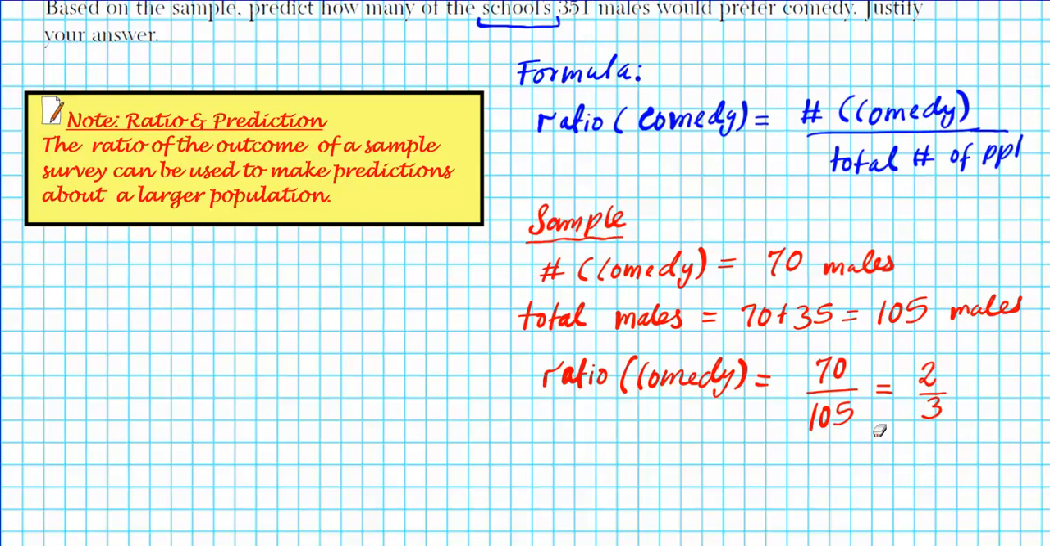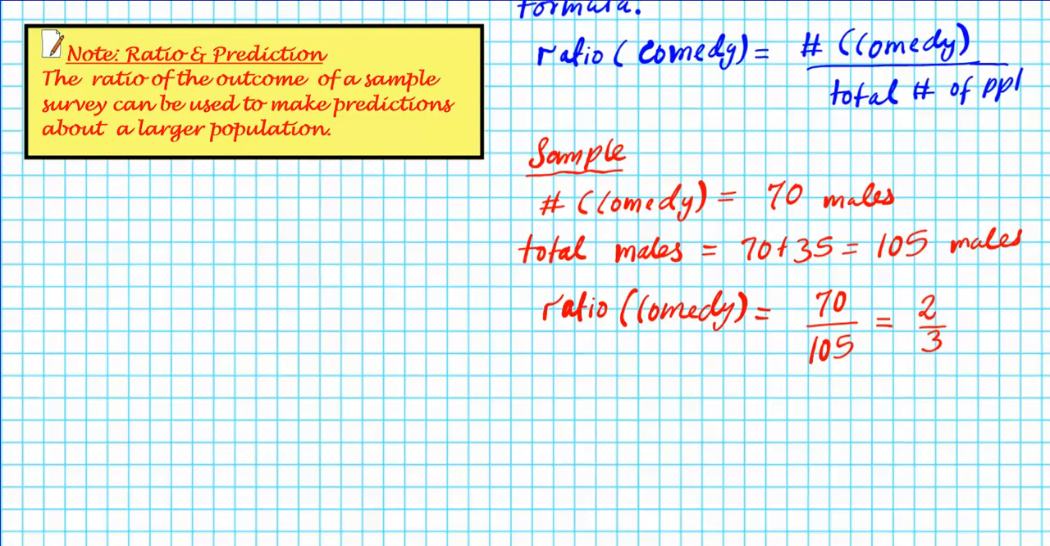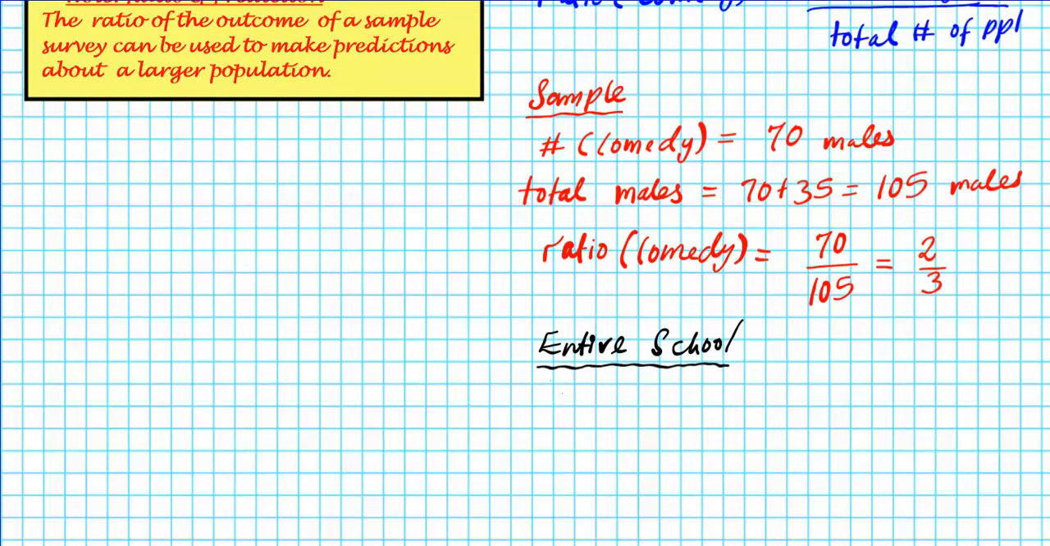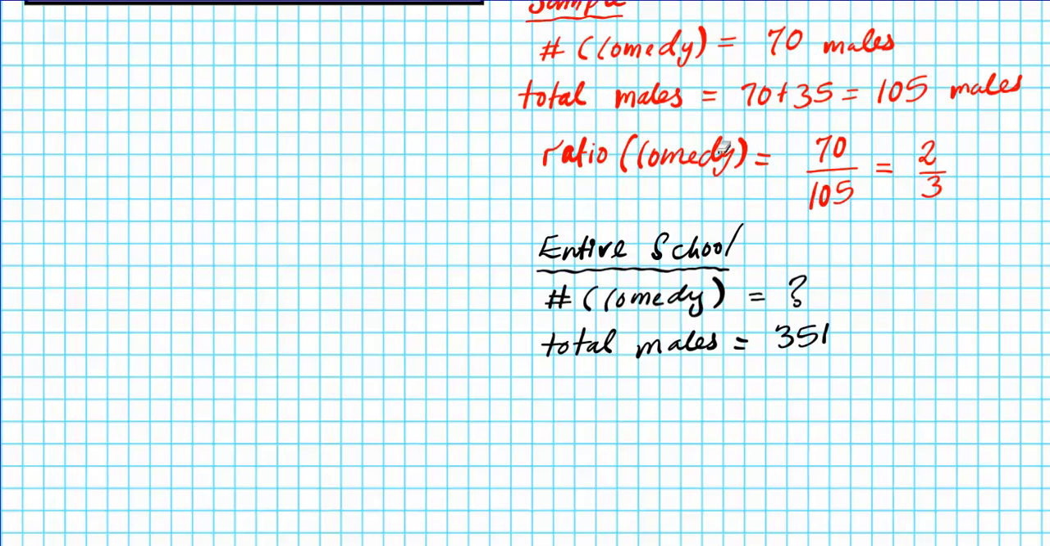Okay, so now what we're going to do is apply this ratio to the entire school. We're just making a prediction here. It doesn't have to be correct, but it just gives us a general idea. So, entire school. Remember, our focus is just on the males, okay? So the same formula applies here. For the entire school, the number of males that prefer comedy is an unknown. That is what we're looking for, okay? How many males are there in the entire school? 351, okay? And using our little sample activity by the stats students, what ratio prefer comedy?